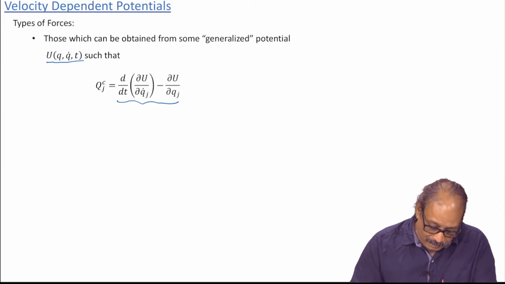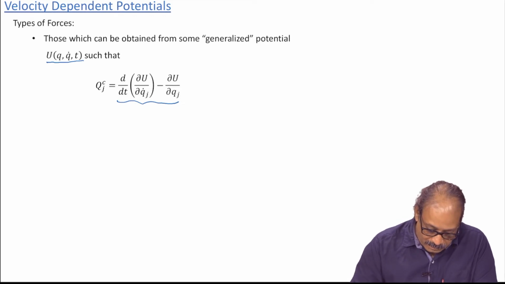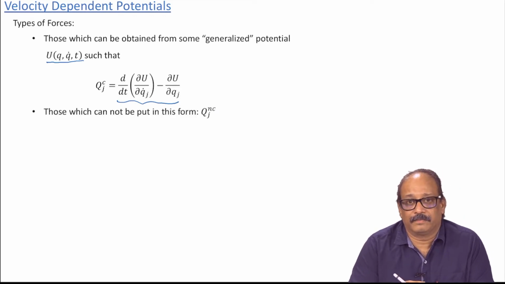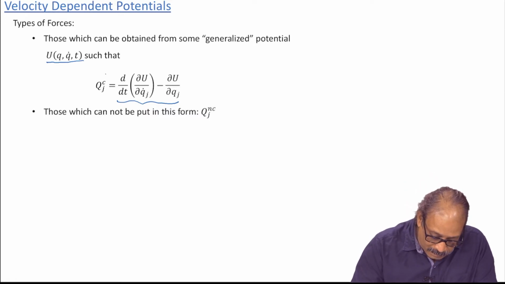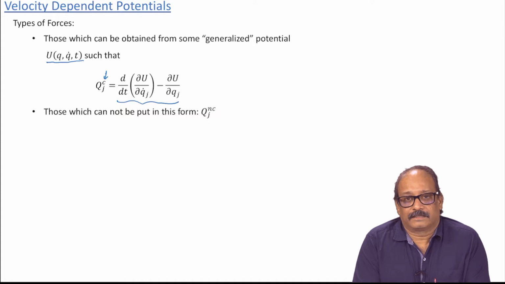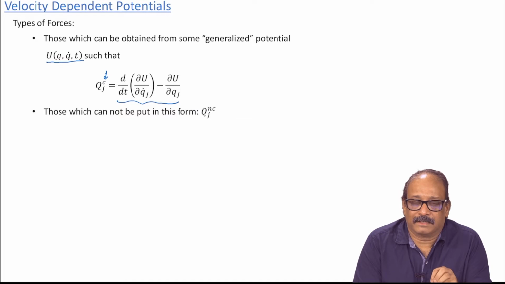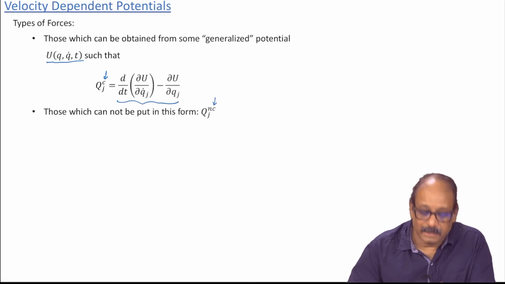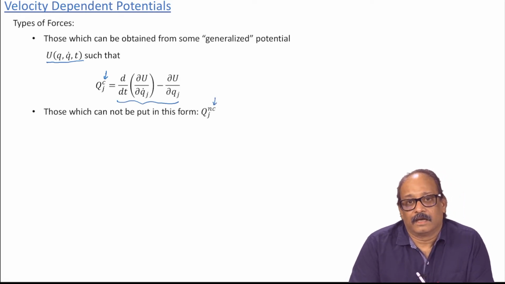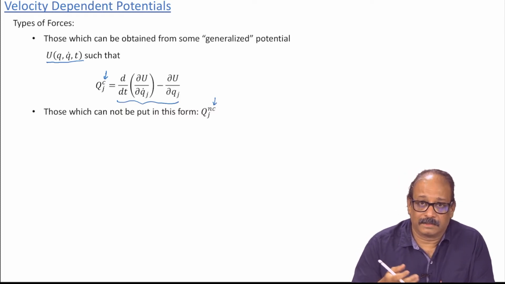But let me be more careful and also include the forces which are not of this kind, or which cannot be put in this particular form. Remember, I have put this index C here, but that index C does not mean it is a conservative force. It is something that can be put in some sort of generalized potential form. And this NC means I cannot put these forces in that particular form. Now, how am I going to handle this problem?